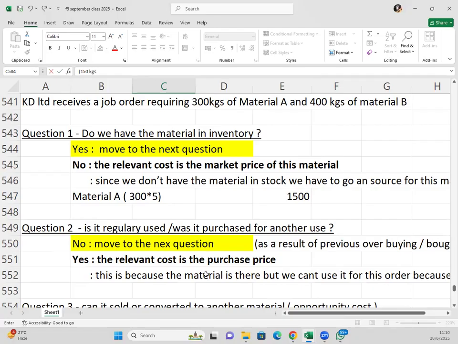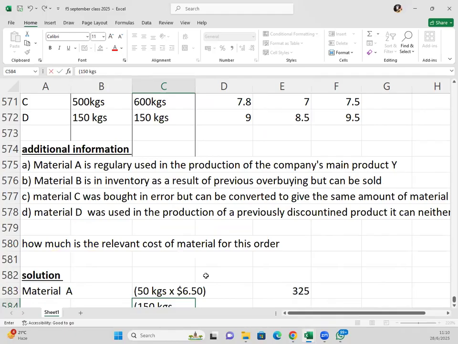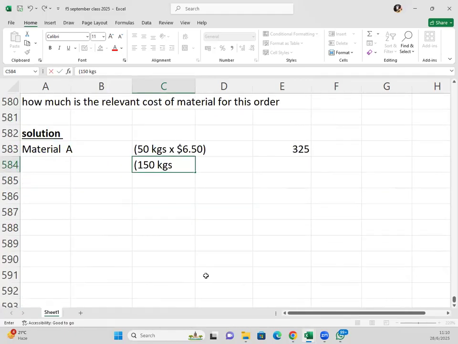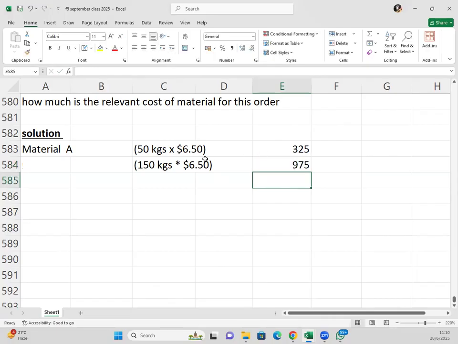Because what we have, it has another purpose. So the relevant cost, again, you multiply with the purchase price. So for the 150 kgs, again, you're multiplying with 650. Why? Because the material we have, it has another purpose. So that would be 150 times $6.50. Those online, are we together?